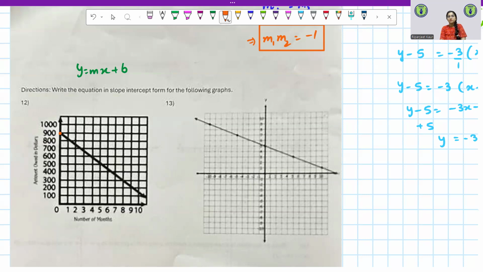Wait, are we doing number 12? Yeah, you said 12 and 13, right? Yeah, okay. So this point is 0 and 900. So we just plug it in over here. That means 900 is equal to m times 0 plus b, right? So b equals 900, that's right. We got b equal to 900.